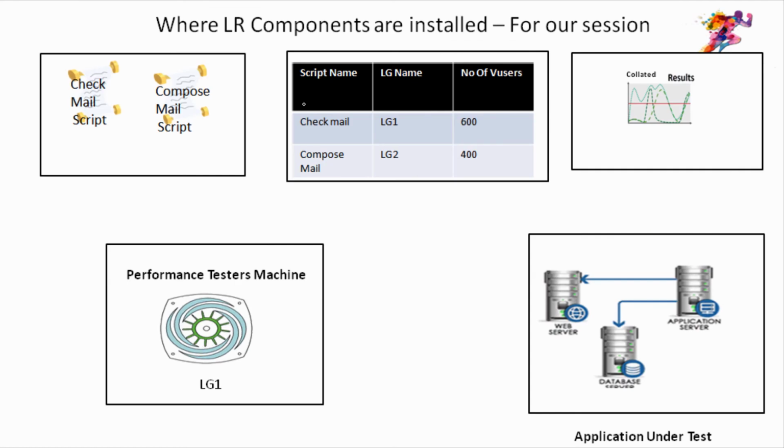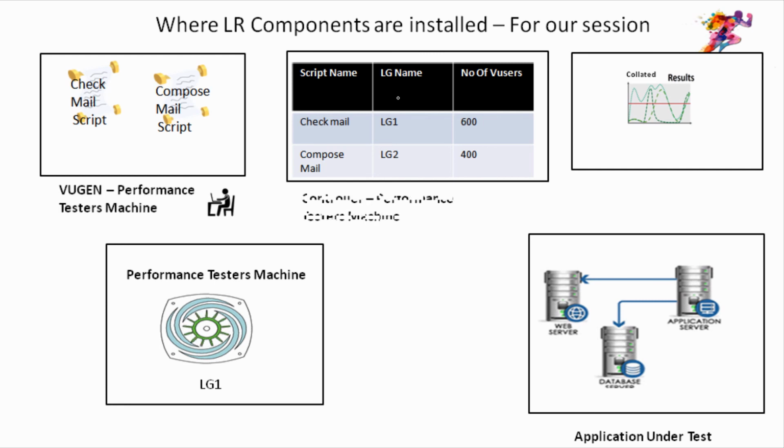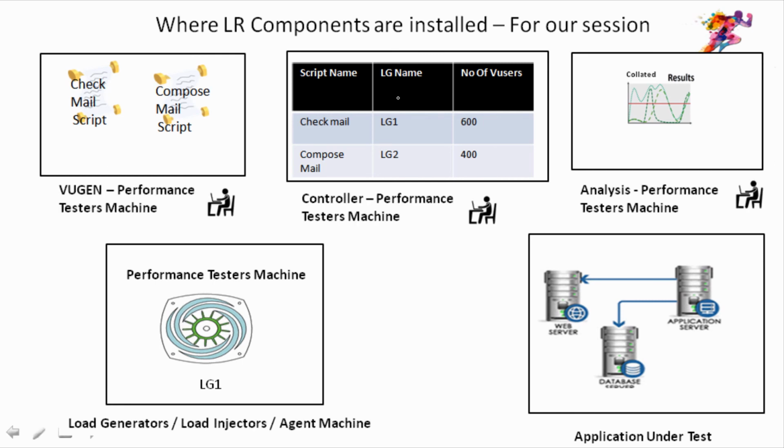But for our session, for learning purposes, everything is installed on your machine. Is it a possibility? Yes. And by the way, you don't have 2 load generator machines, you have only 1 load generator machine, and that is also installed on your machine. So everything that is required for you to do the performance testing is installed on your machine. This is how all the machines are configured, for our learning purposes and the real-time setup as well. In the next video, we'll look into the load generators, and then we'll take it forward from there.